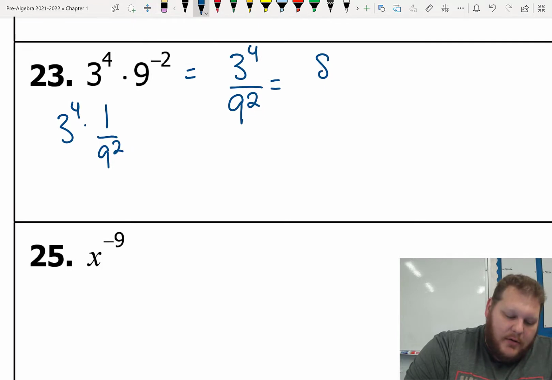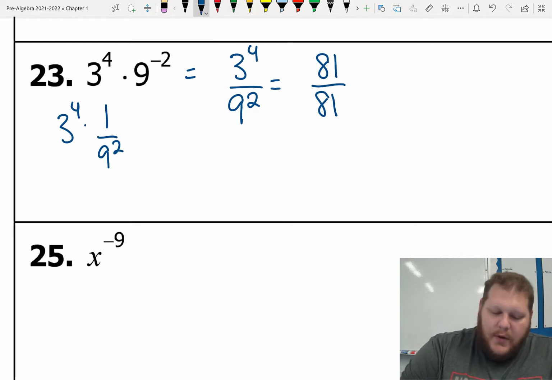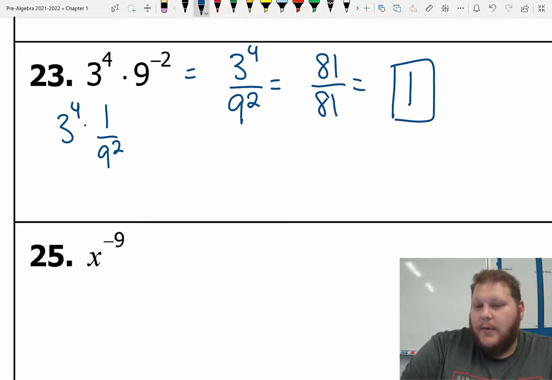So I'll grab my calculator. 3 to the 4th power is 81. 9 squared is also 81. And we know that anything divided by itself is just positive 1. 81 divided by 81 is 1.